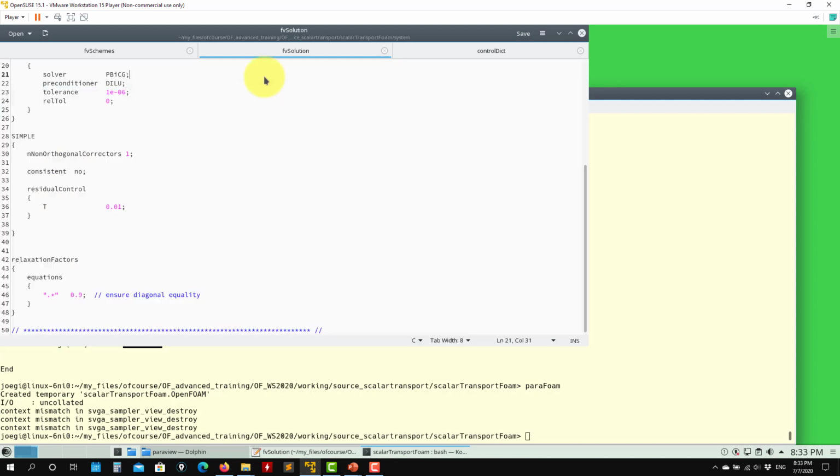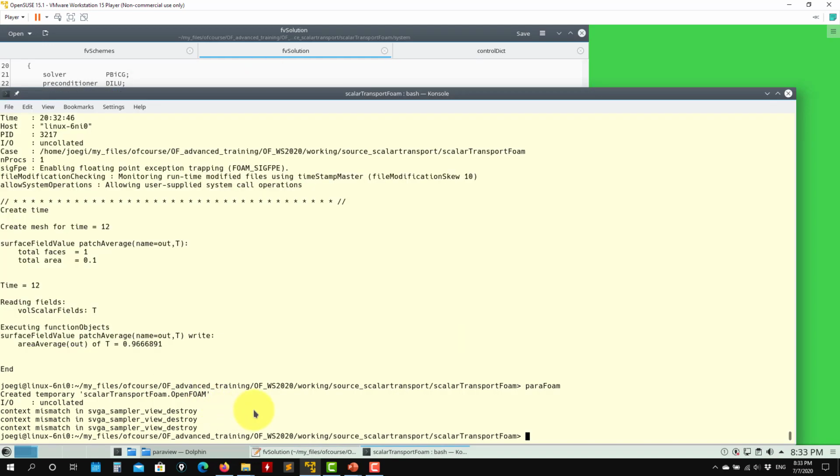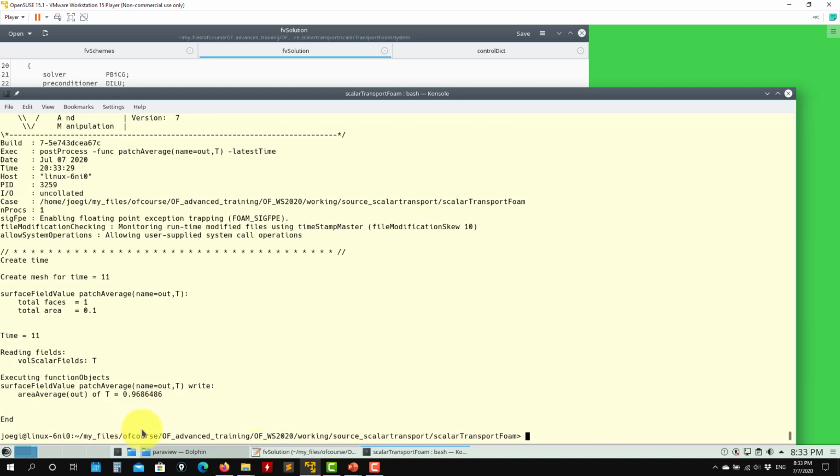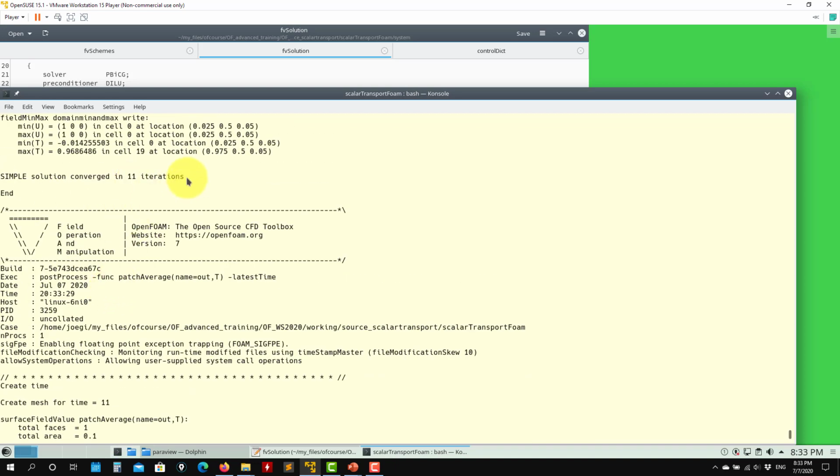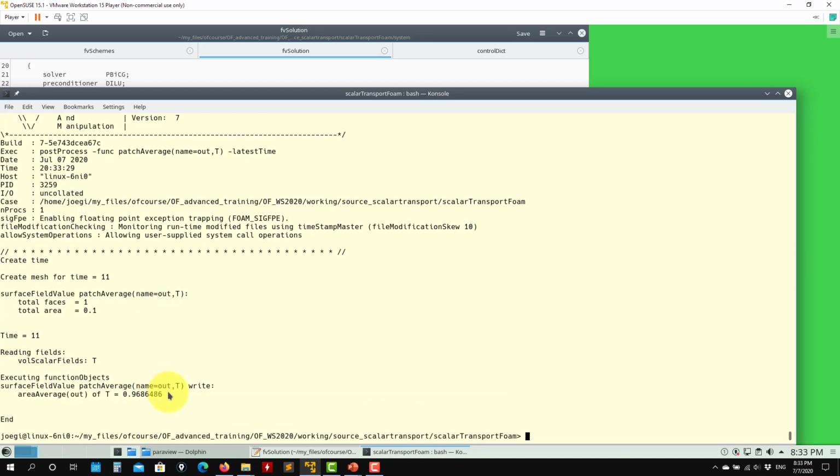So let me go to 1. So 1 is the largest value that you can use, and usually if you're working steady, it will be unstable. So I don't recommend you to use 1. Okay. So in this case, it's working. See that it's using 11 iterations, but still we have a problem in the outlet.